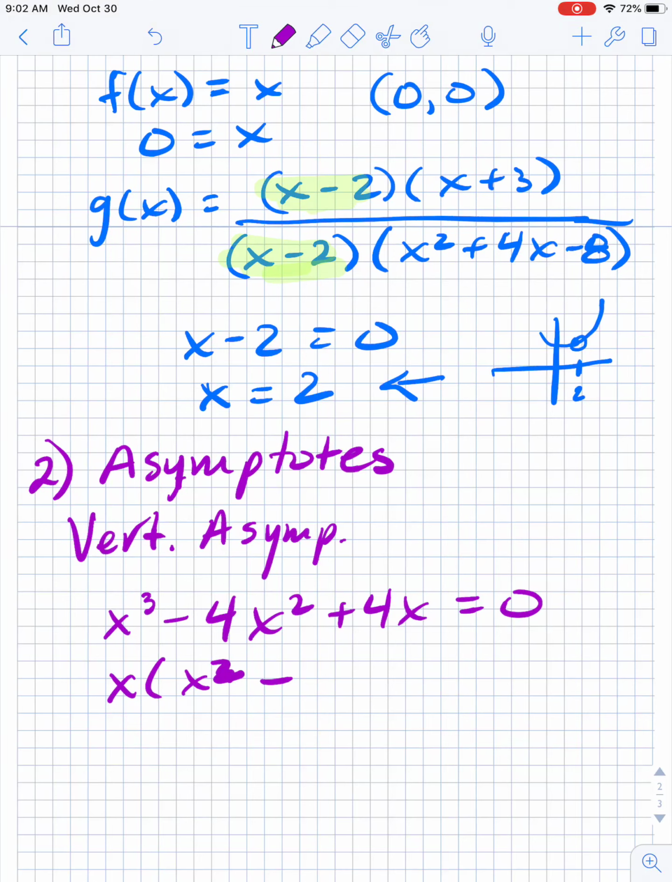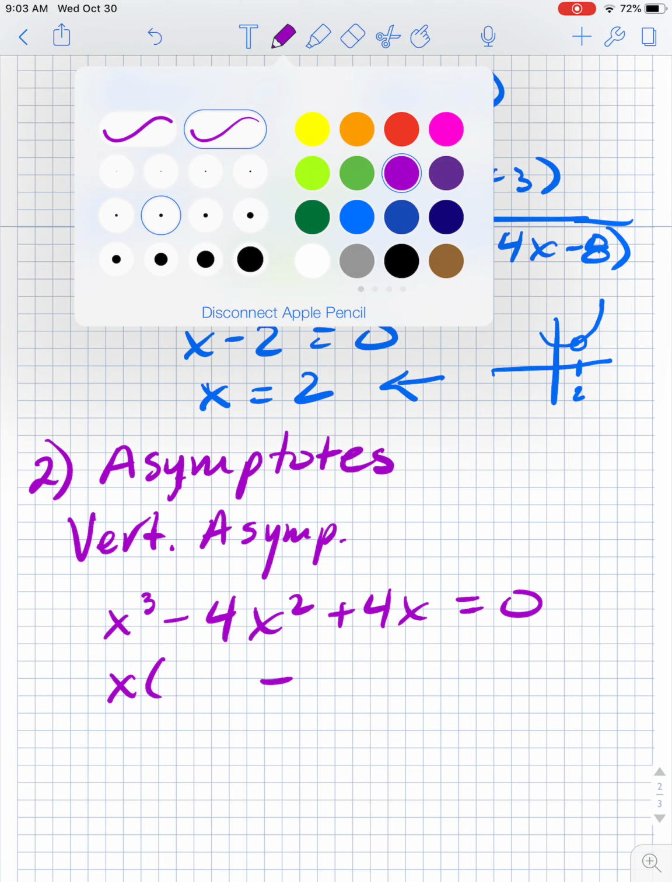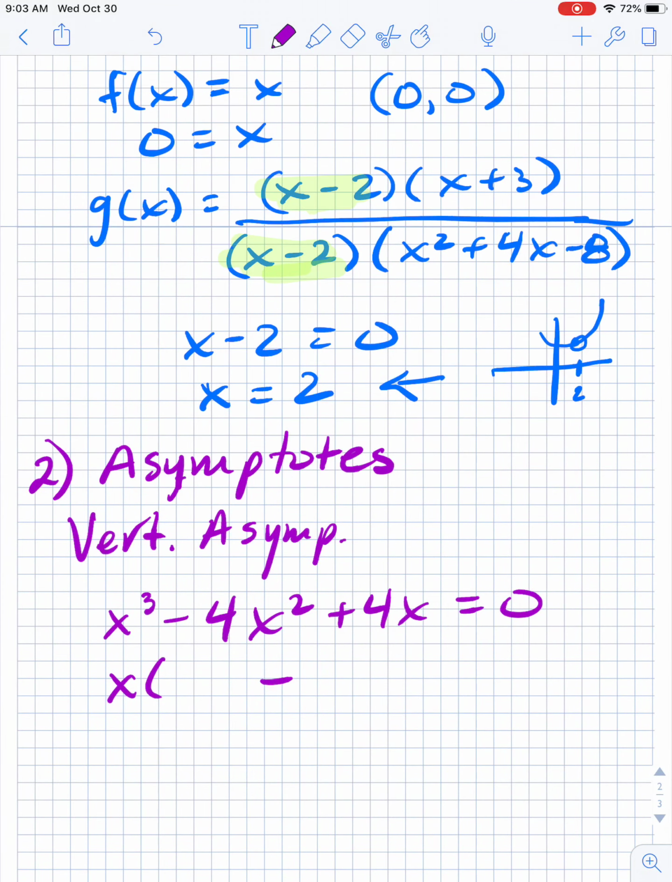Let's continue. So I'm factoring out my denominator that I set equal to 0. So then I have x squared, let me erase that and write it again. So I have x squared minus 4x plus 4 is equal to 0.